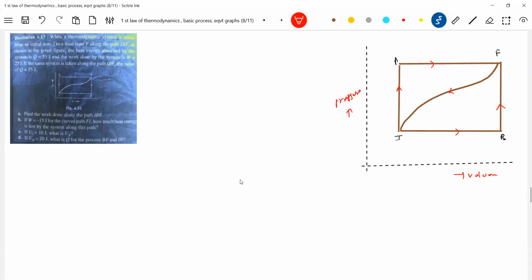The heat energy absorbed by the system along the path IAF, as shown in the figure, is Q equal to, and the work done by the system is 25 joules. Okay, read this part. When a thermodynamic system is taken from an initial state I to a final state F.